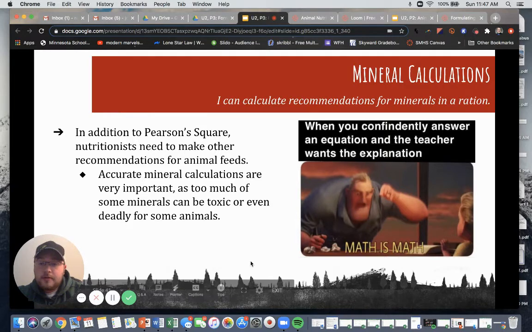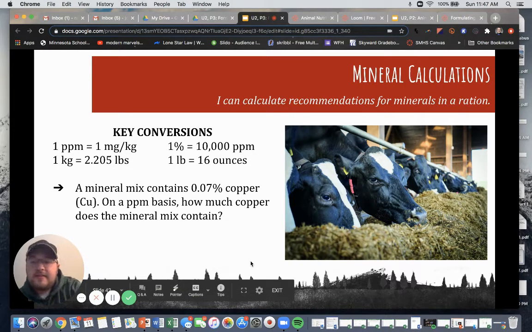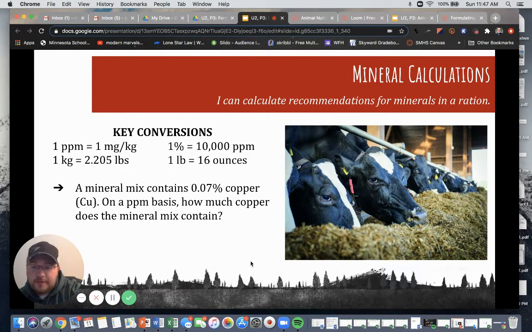Okay. So some key conversions that we have. 1 ppm, and ppm stands for parts per million, is the equivalent of 1 milligram per kilogram. 1 kilogram equals 2.205 pounds. 1% equals 10,000 parts per million, and 1 pound equals 16 ounces. So whenever we do anything with this, whether it's on the end of the unit assessment or on a worksheet, I will always be sure to provide you those key conversions so you have them handy.